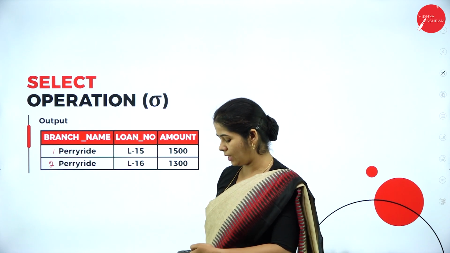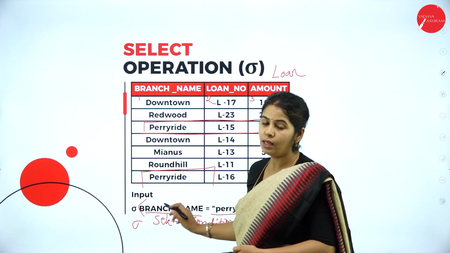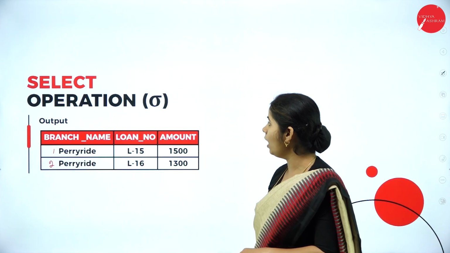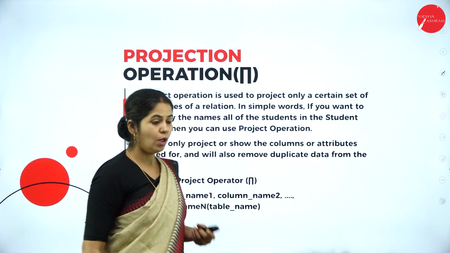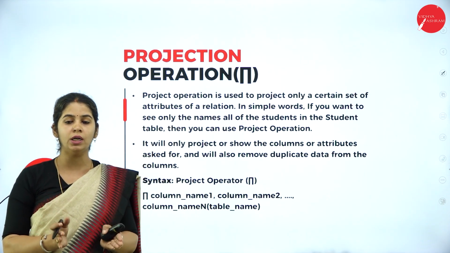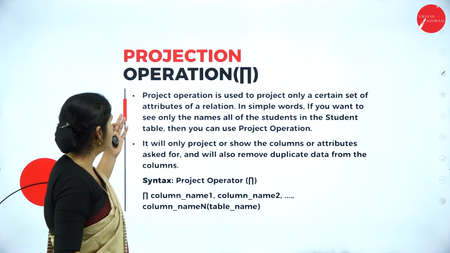This is all about the select operation. How to write the select operation? This is how we write it: the select condition, from which table we are selecting, and this would be the output for that. Next operation we have is projection. Projection works on what? It works on columns. Projecting particular columns from the table or from the relation is called project.